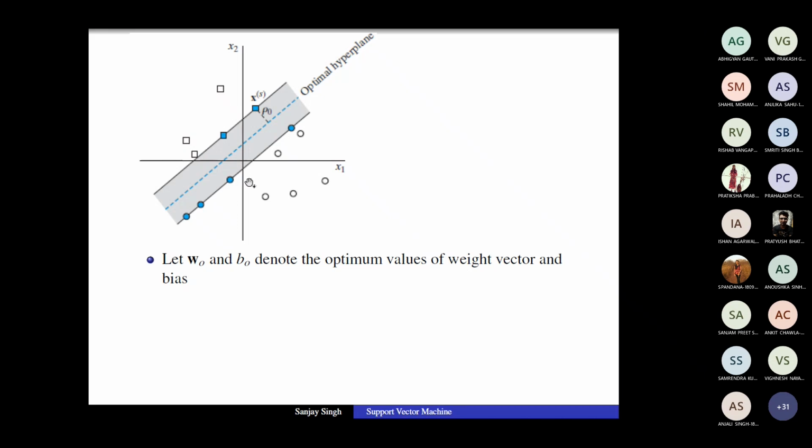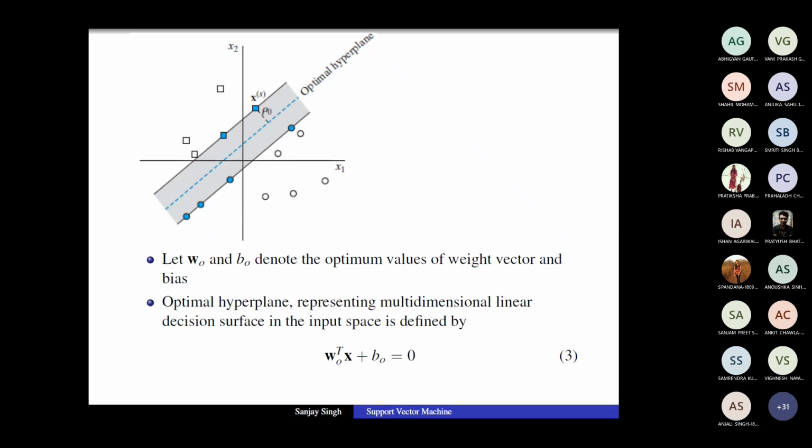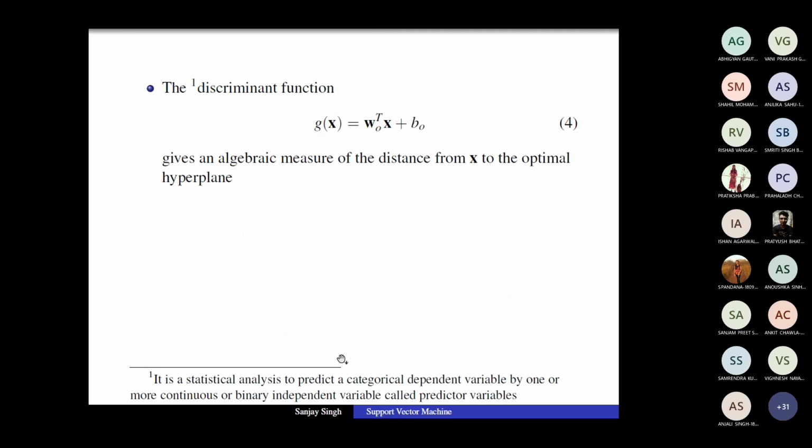Now, before this, to study this geometry, I have to do something. We'll see that this geometry is quite involved when we do the analysis. But before that, assume that w_o and b_o denote the optimum values of the weight vector and bias, meaning suppose that you have found them. Now the optimal hyperplane representing the multidimensional linear decision surface in the input space is defined by this one. Only thing, instead of w we are writing w_o, since this is going to be the optimal value.